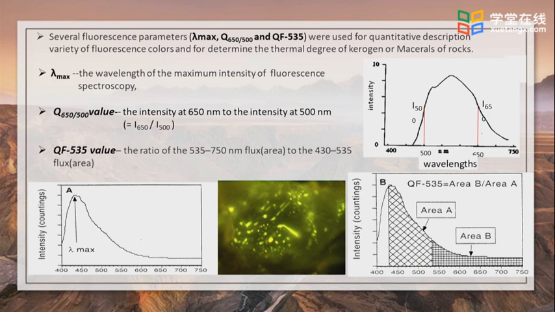The Q 650/500 value is the intensity at 650 nanometer to the intensity at 500 nanometer, and this could be equal to I 650 over I 500. The QF here, you can see it to the right in the chart, is the ratio of the 535 to 750 nanometer flux area to the 400 to 535 flux area. So the range between 500 to 600 for the Q reaches the higher intensity.